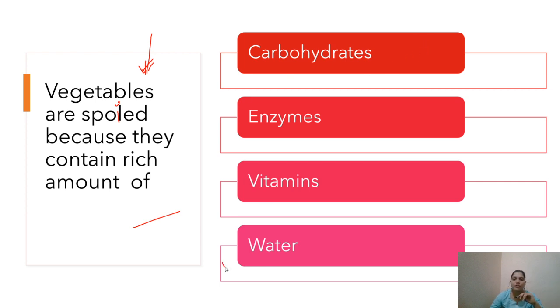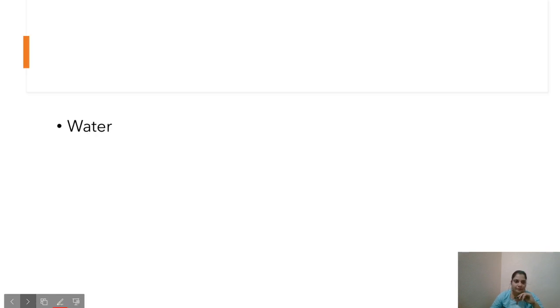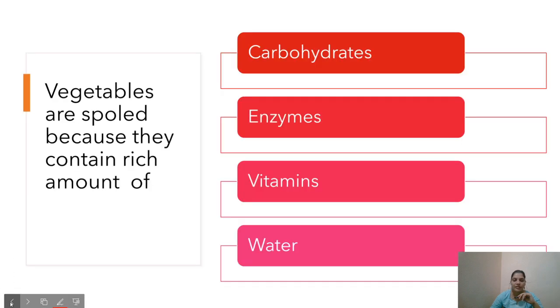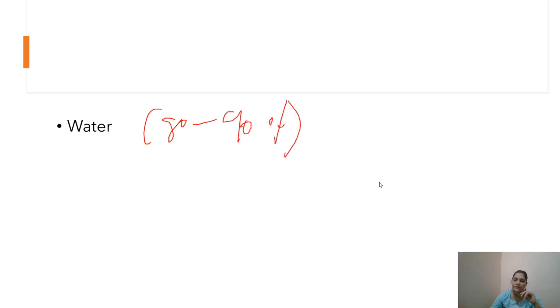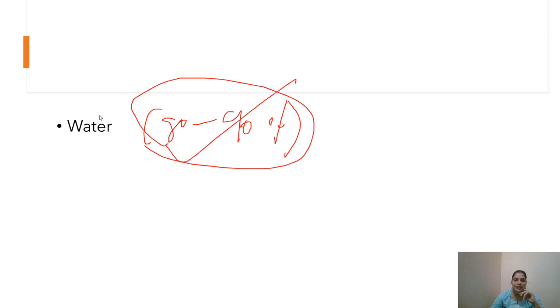Yes, let me tell the answer. Due to the high amount of water, it gets spoiled easily. Carbohydrates, enzymes, and vitamins are also present in vegetables, but a larger amount of water is present. In vegetables, nearly 80 to 90% is water content, and the remainder is distributed among enzymes, carbohydrates, proteins, fatty acids, organic acids, etc. So it gets spoiled very easily, especially in leafy vegetables. Now let us move on to the next topic.